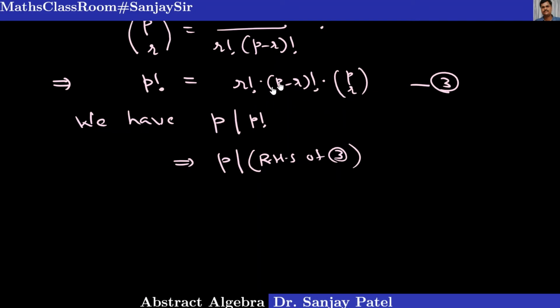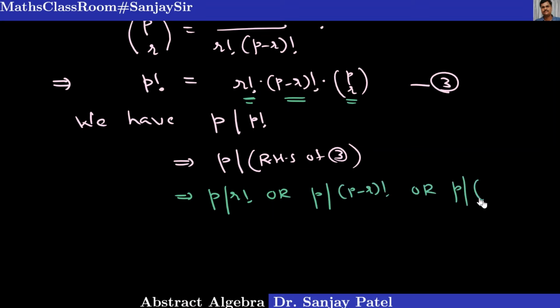It is something like a into b into c. This is one integer, another integer, and this is a third integer. So p divides a into b into c, but p is prime. So I can say that either p divides r factorial or p divides (p minus r) factorial or p divides pCr. You know this result from number theory.